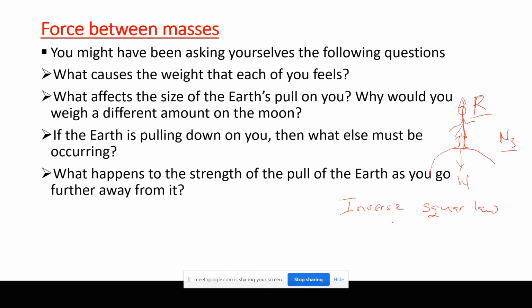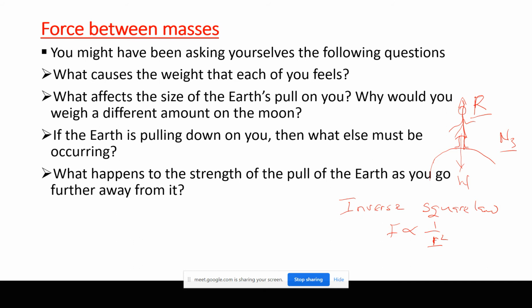What does that mean? The force follows an inverse relationship, where F is the force and R is the distance between the two masses. The force follows what we call an inverse square law. This means the Earth's force of gravity varies inversely with the square of the distance from the center of the Earth. This is what is called today Newton's law of gravitation, or Newton's law of universal gravitation.